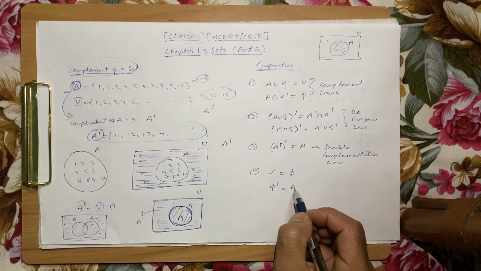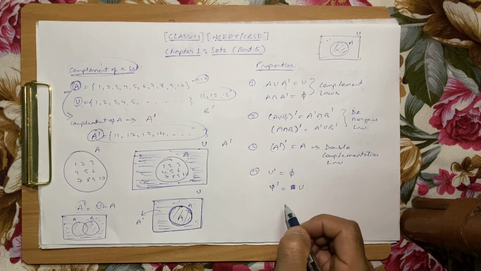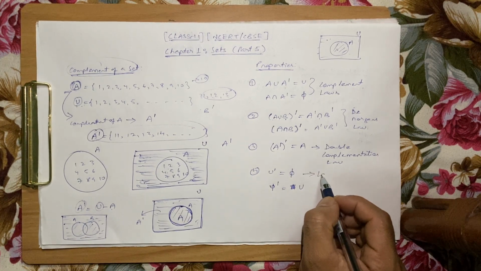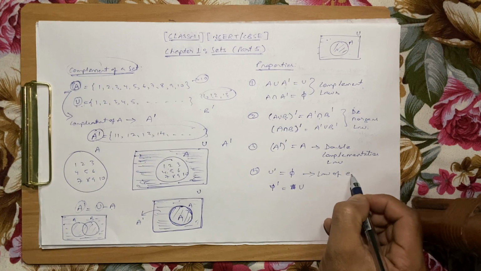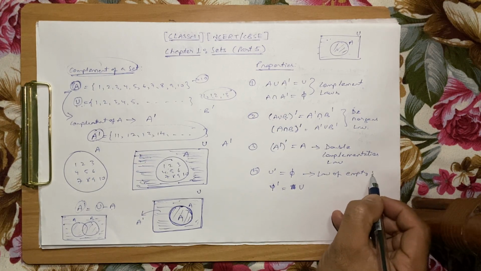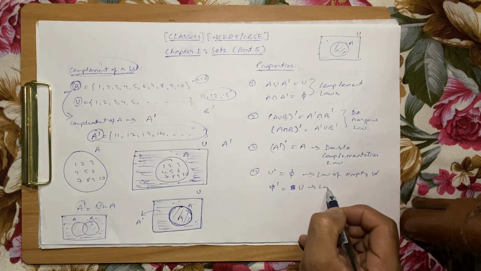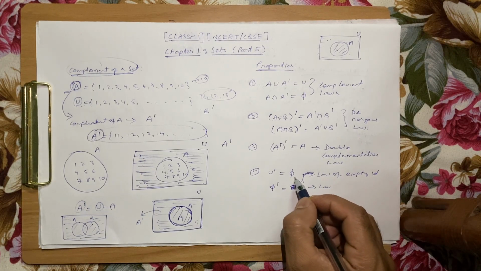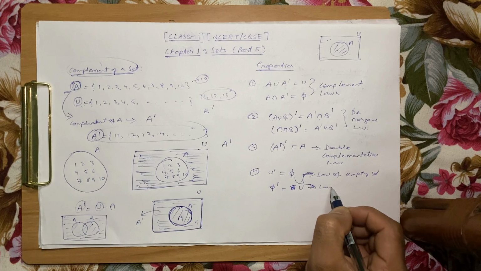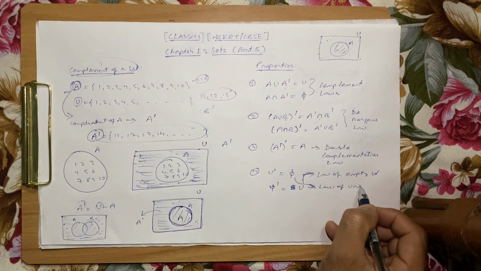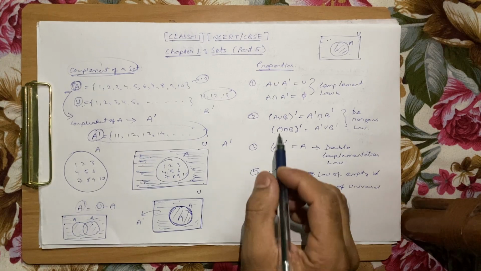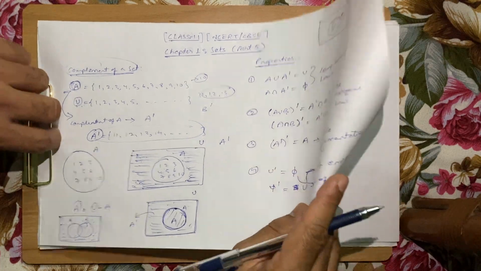Okay, I think this is U. Okay, U. So this is what? Law of empty set. Okay, this is the law of empty set, and this is the law of what? Universal set. Okay, universal set. All right, I was supposed to show you this, right? Let me show you this one.